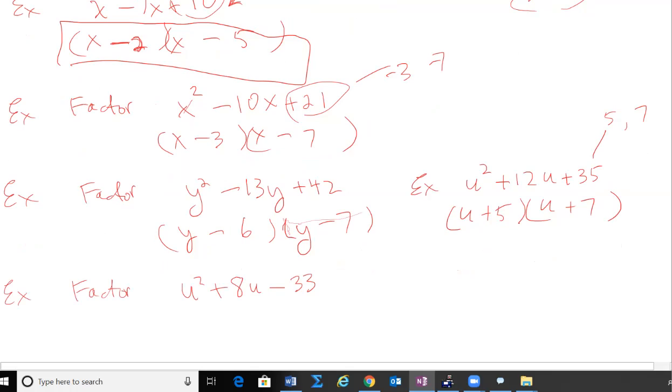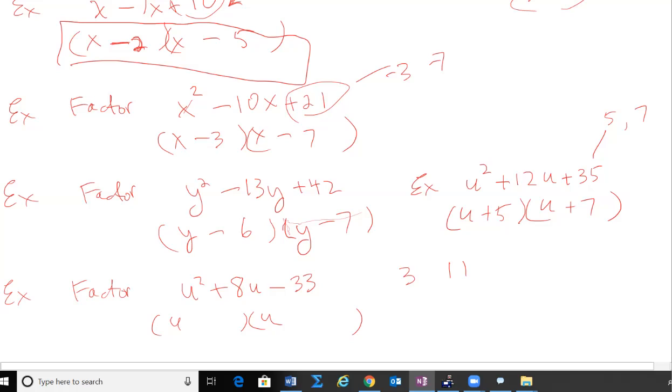Okay, here we are back again. Factor u squared plus 8u minus 33. All right, so we'll start off. Gotta have a u, gotta have a u. That makes the u squared. 33. Again, I might go with my times tables with an 11 and a 3.